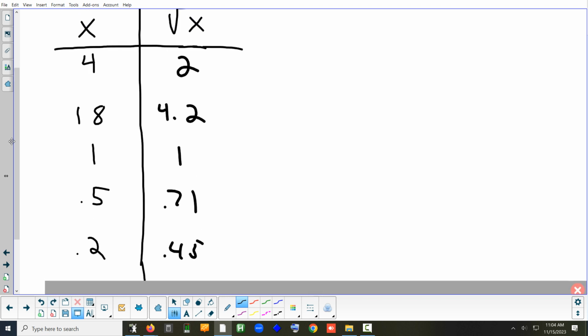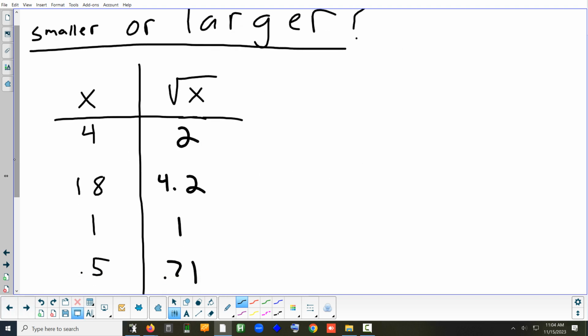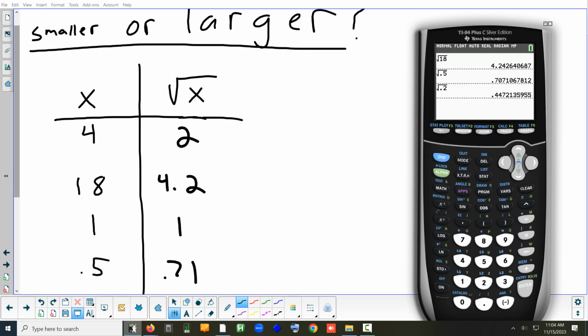All right, so what we're going to do now is graph some roots. Let's do a square root and a 4th root. I can show you how to type in 4th roots. For square root, you have a button for it. Just press second, and then press x squared. So there's a square root.